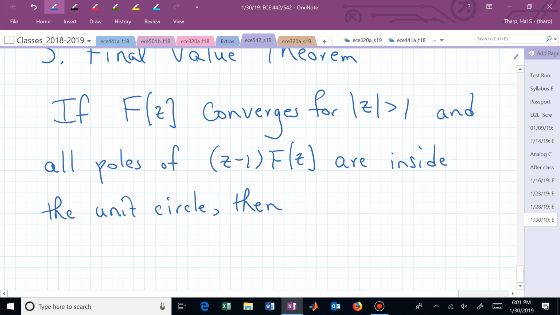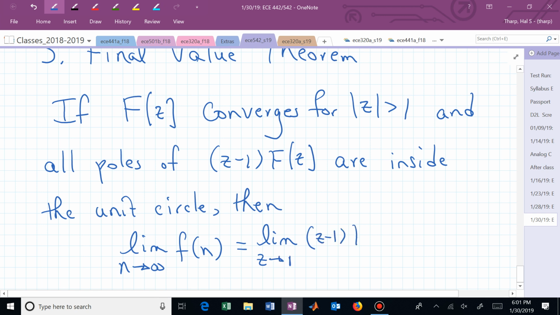then the following can be computed. The limit as n goes to infinity, or how f of n is going to behave as the time index marches off to infinity. What's f of n going to approach, or where is it going, can be found by simply computing the limit as z goes to 1 of z minus 1 times f of z.